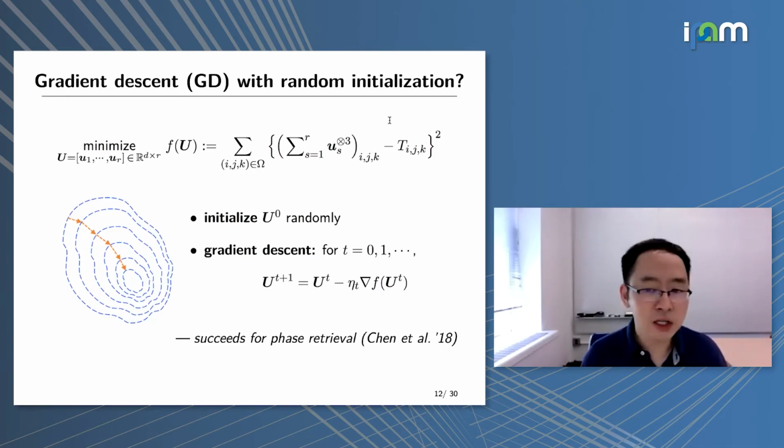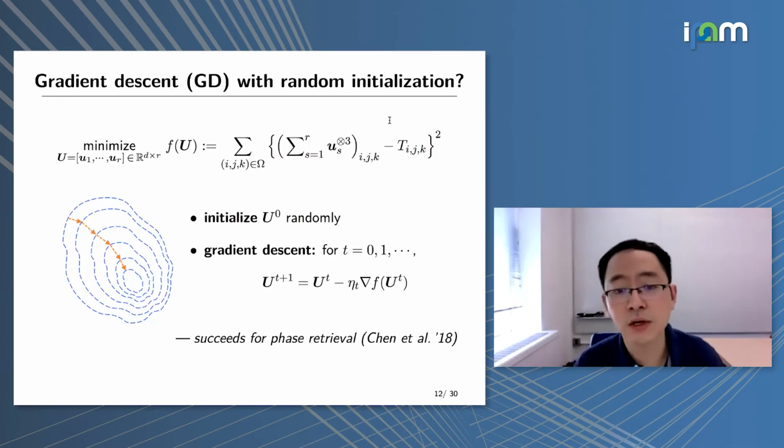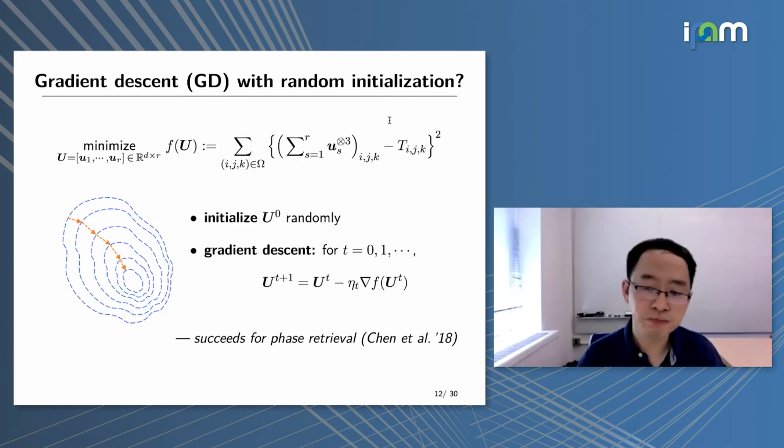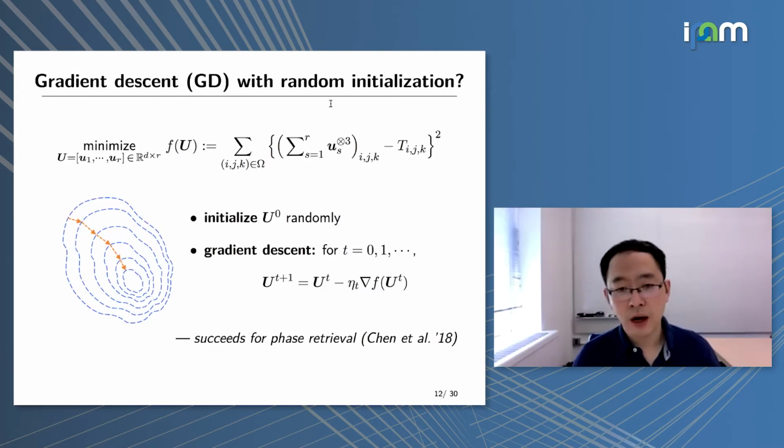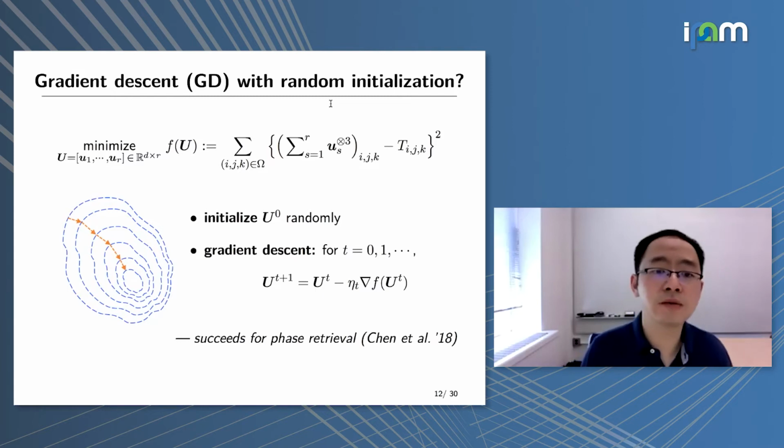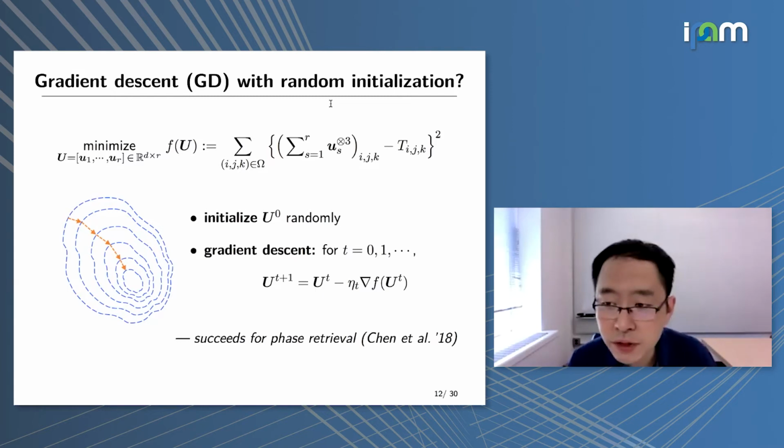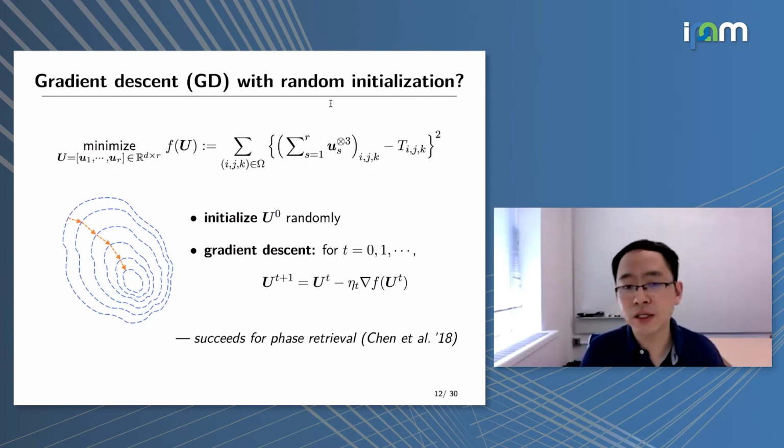We probably need a starting point, but let's just assume that we are initializing the algorithm randomly. We start with random initialization, and then we run gradient descent until it converges. Why do we think this is going to work? Because there are a lot of success stories about gradient descent with random initialization. For example, in our prior work, we showed that for problems like phase retrieval, randomly initialized gradient descent works perfectly. So why don't we just try it?